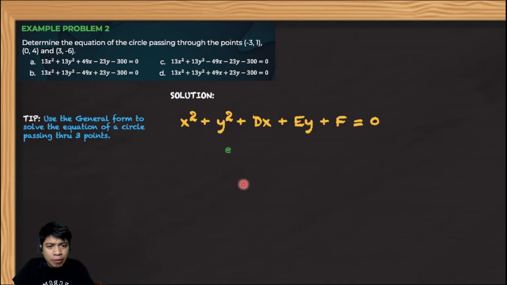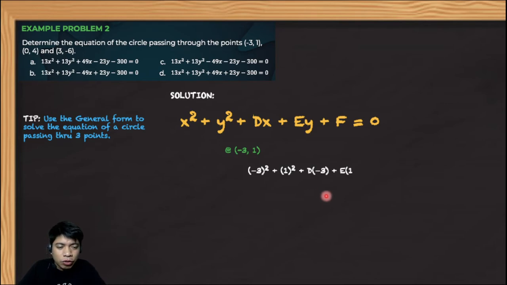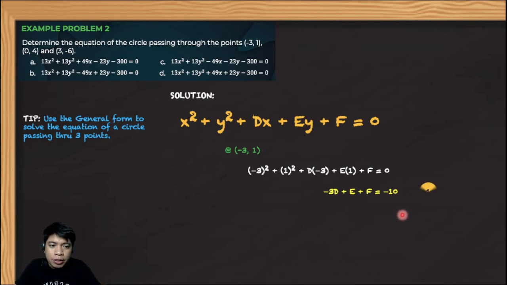Okay? So, unahin muna natin, guys, yung unang point, which is negative 3, 1. So, madali lang, guys, no? Yung negative 3 dito, isa-substitute natin sa x, and yung 1 ay isa-substitute natin sa y. Ayun. Tapos, makakabuo tayo ng isang equation. Directly sinubstitute ko na dyan isa-isa. Okay? So, negative 3 squared plus 1 squared plus d times negative 3 plus e times 1 plus f equals to 0. So, pag sinimplify natin to, guys, ang mangyayari is magiging negative 3d plus e plus f equals to negative 10. Okay? So, this will be our first equation.